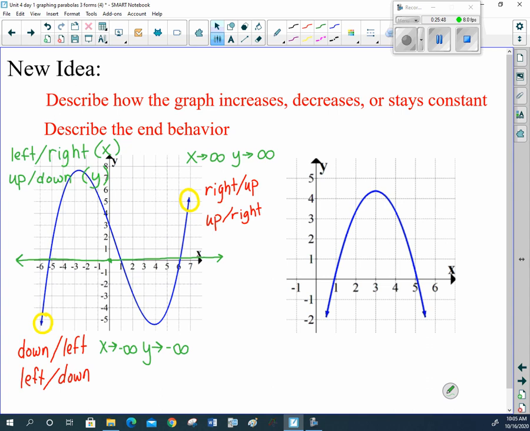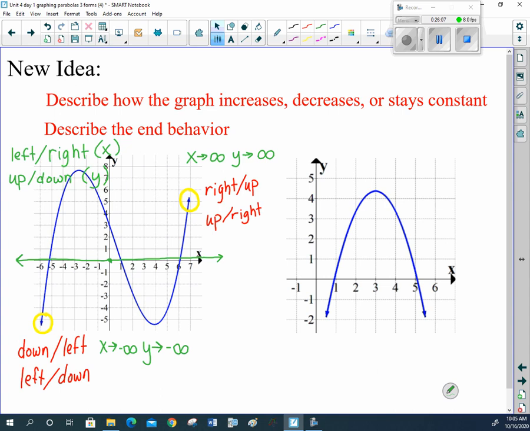So basically, you're associating the words left, right, up, down with a number. And most of the time, it's going to be positive or negative infinity. It can be something else. It doesn't always have to be that. But for mostly what we're doing, it will be positive and negative infinity. Okay, that's the end behavior.